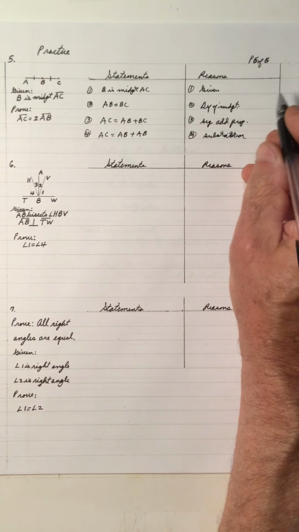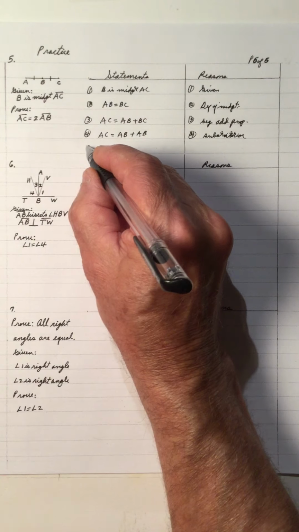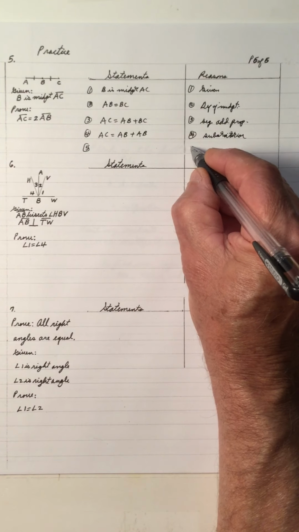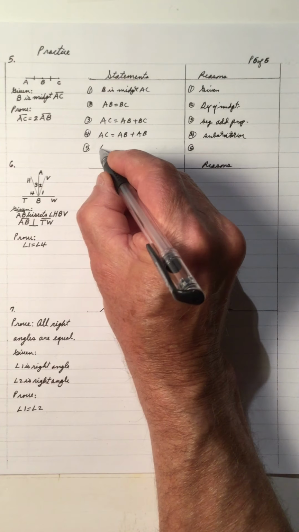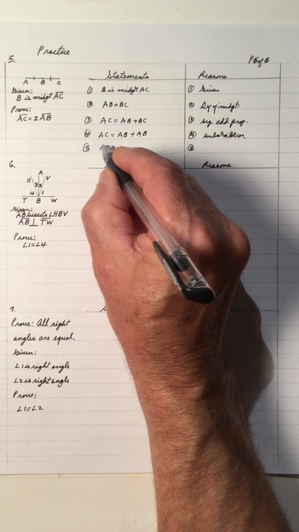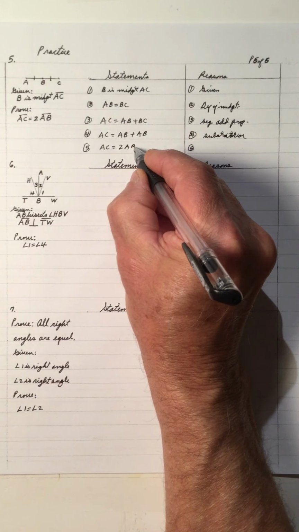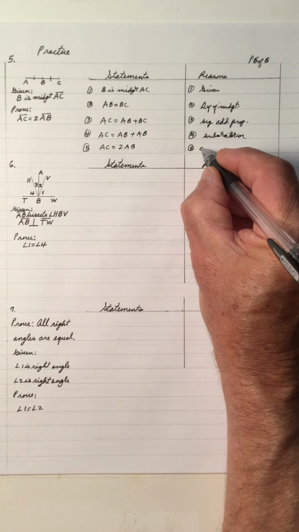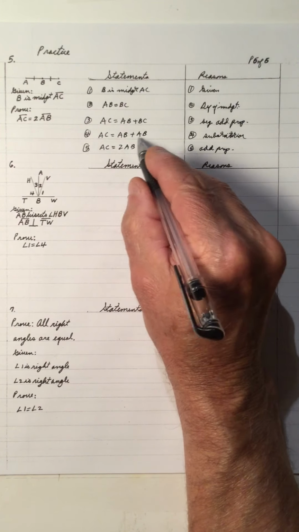S-U-B-S-T-I-T-U-T-I-O-N. Sometimes I go to spell and my spelling doesn't work correctly. Now that means that AC is equal to AB plus AB, which is 2AB. And that's addition property. We add them together.